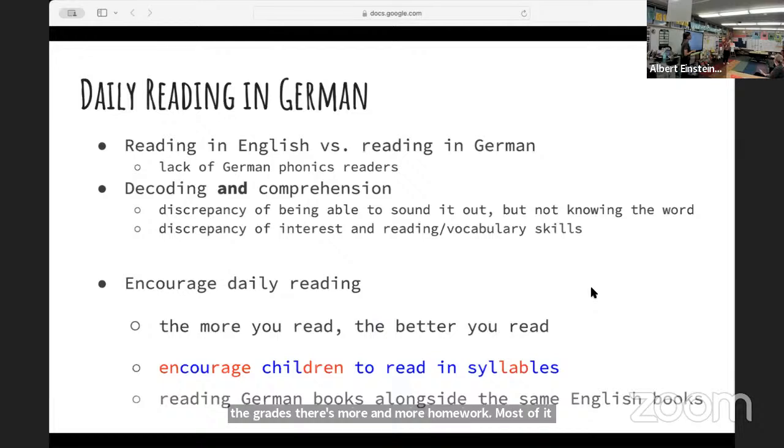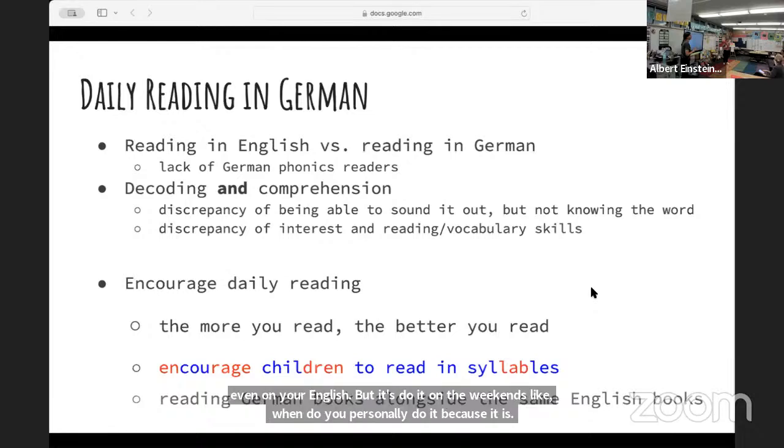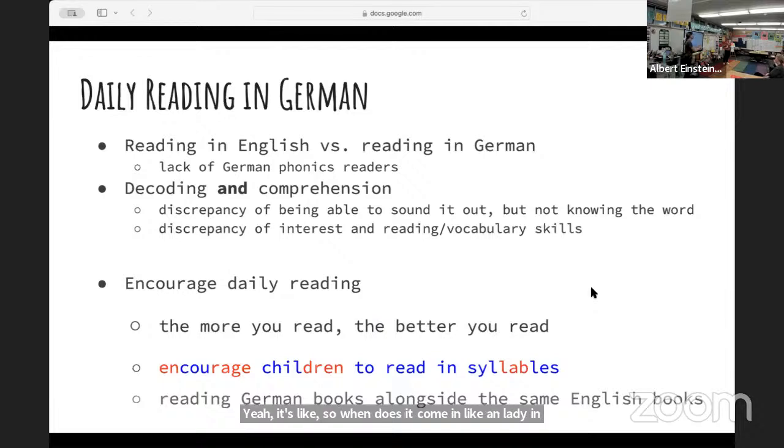I'm really having, like you're saying, do the German even on your English weeks, but do you do it on the weekends? When do you personally do it? Because it is something that is disliked. So when does it come in? Maybe in the car. Before you do this, then you do that.